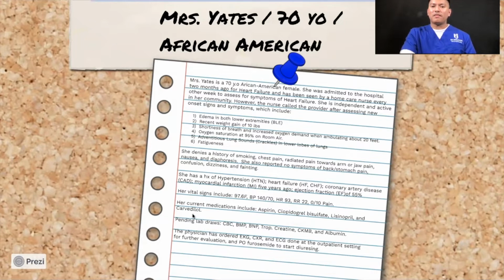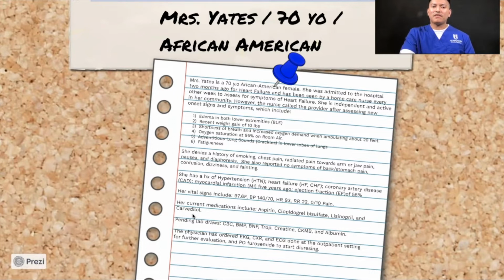However, the nurse called the provider after assessing new onset signs and symptoms, which include edema in both lower extremities, recent weight gain of 10 pounds, shortness of breath, and increased oxygen demand when ambulating about 20 feet, oxygen saturation of 95% on room air, crackles, and then fatigue. Mrs. Yates denies any history of smoking, chest pain, radiated pain towards arm or jaw pain, nausea, and diaphoresis. She also reported no symptoms of back or stomach pain, confusion, dizziness, and fainting.